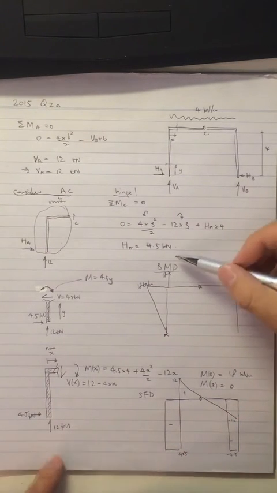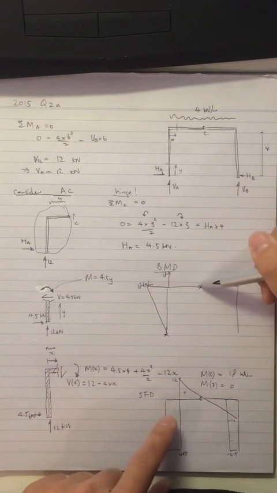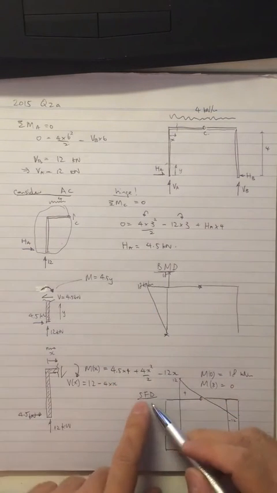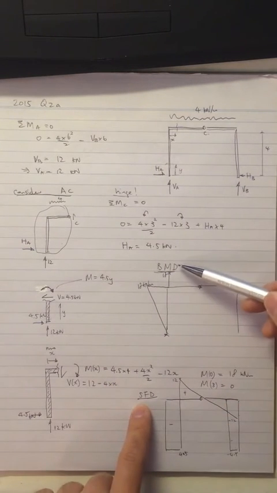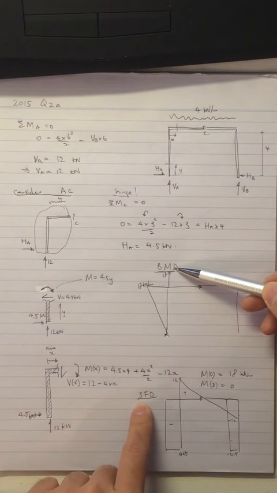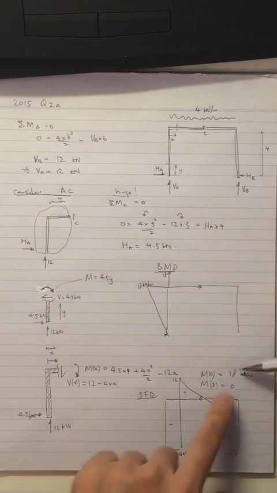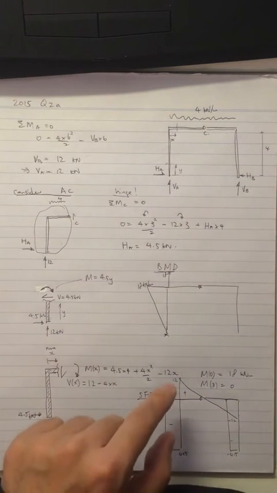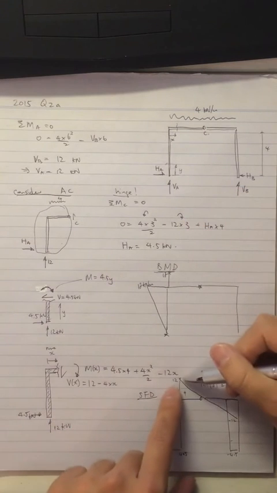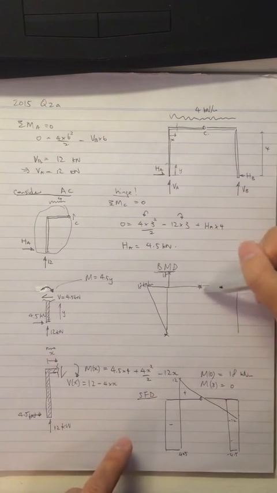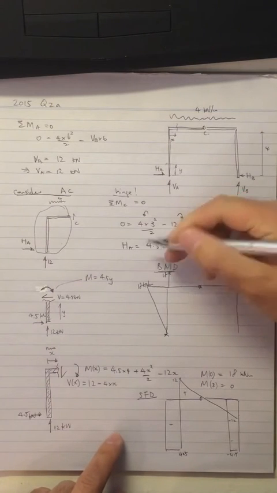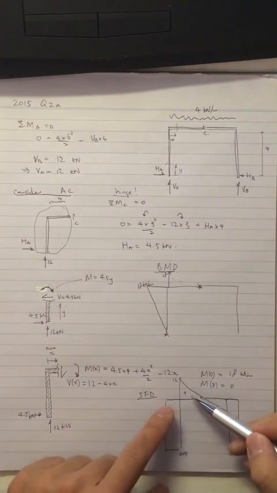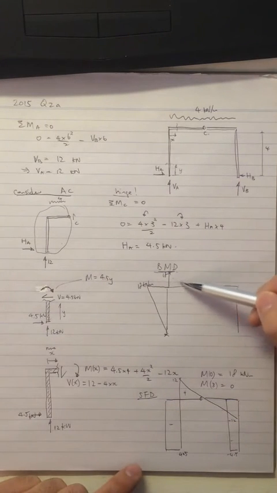So here, remembering that the shear force diagram represents the gradient of the bending moment diagram, we know our bending moment goes from 18 to 0. So the trick is to figure out how it curves, and we know the gradient is changing, so it's no longer linear. It's some sort of curve. It could be something like this, or it could be something like this.